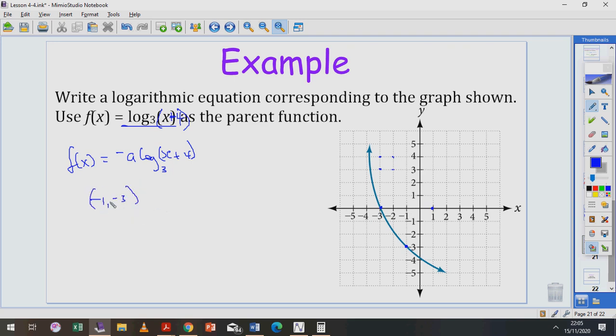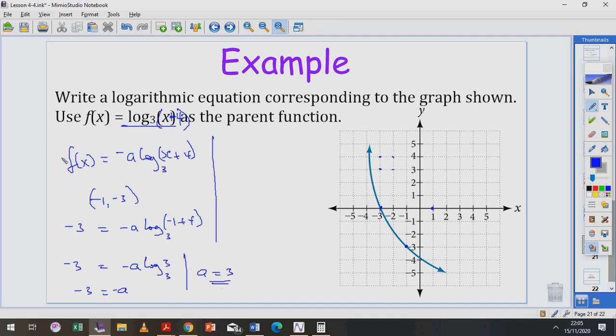Alright, so using the output value, negative 3 equals negative a logarithm of x plus 4 to the base 3, with x as negative 1 plus 4. I can use this to figure out what the value of a is. So negative 3 is equal to negative a logarithm of 3 to the base 3. I know logarithm of 3 base 3 is 1 because logarithm means what power do you raise 3 to get 3, and that power is 1. So this logarithm is just 1. So I end up having that negative 3 is equal to negative a. So my a value is 3.